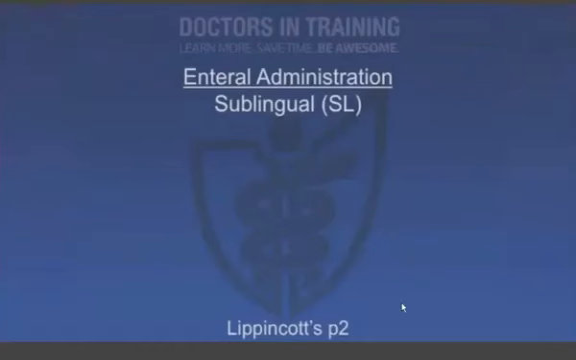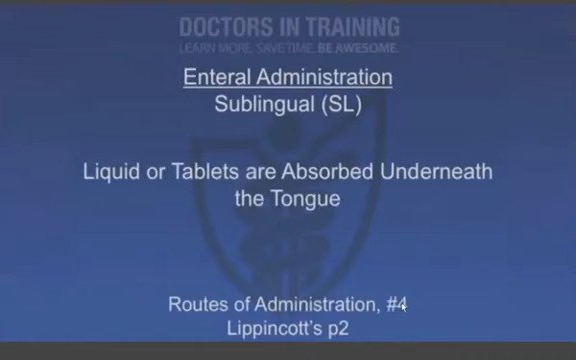Other routes of enteral administration include sublingual administration. This is where you dissolve either liquid or sometimes dissolvable tablets under the tongue. And there's a rich capillary bed underneath your tongue. If you look underneath your tongue, you see a lot of vascular markings. There's a lot of venules and capillaries under the tongue, and drugs that you dissolve under the tongue can be absorbed very rapidly and get into the systemic circulation.